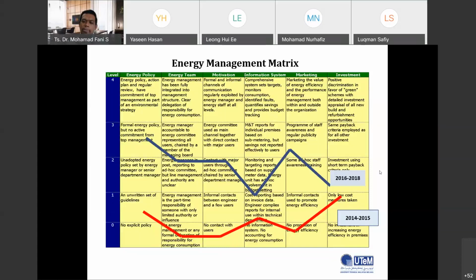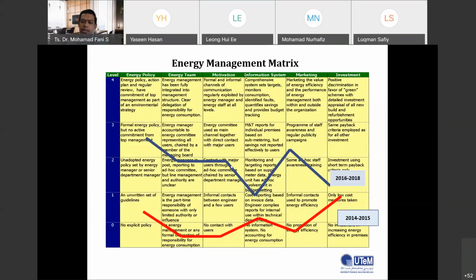After SAM's setup, there was improvement in the policy, and the Vice Chancellor signed the policy, but there was no active commitment from top management, because at that time there was no involvement of the Executive Council in energy management. So we had an energy team with an ad hoc committee. There was a post for the energy manager, but no committee at the time. But we improve slowly and make it better year to year. Okay, that is the motivation.